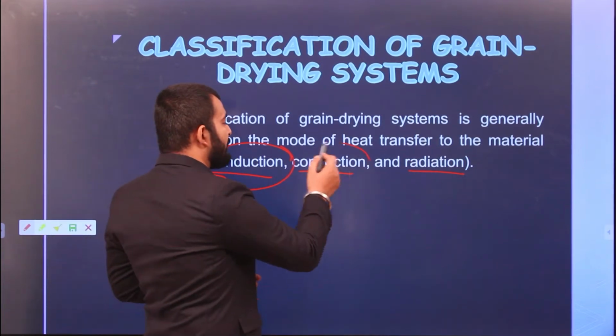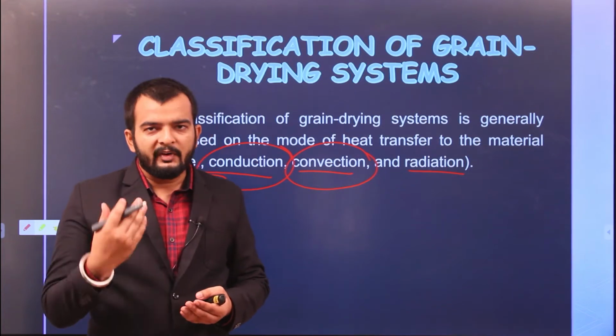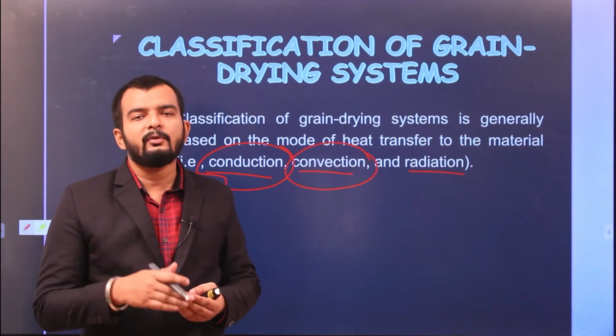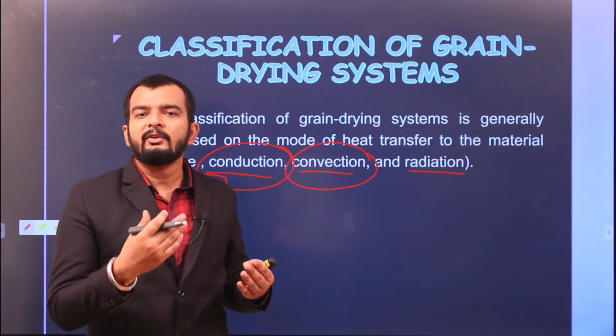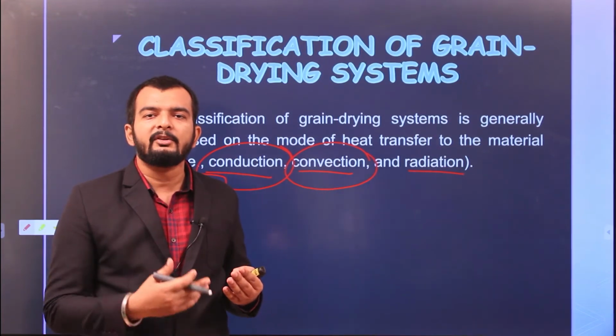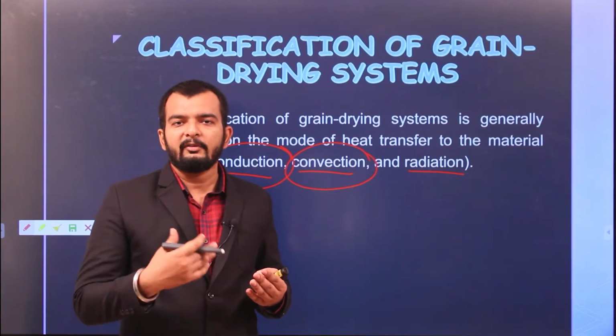Second, we have convection. In case of convection, we usually use drying agents like hot gases or flue gases, which will in turn transfer the heat to our food material or the food grains by convective currents or convection.